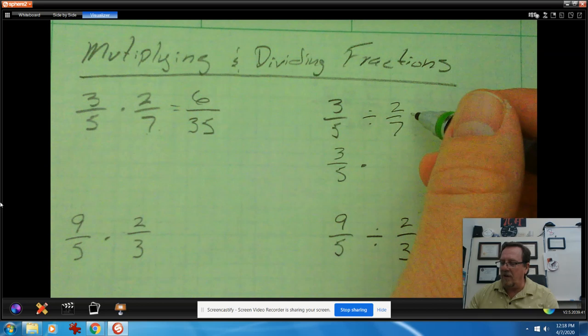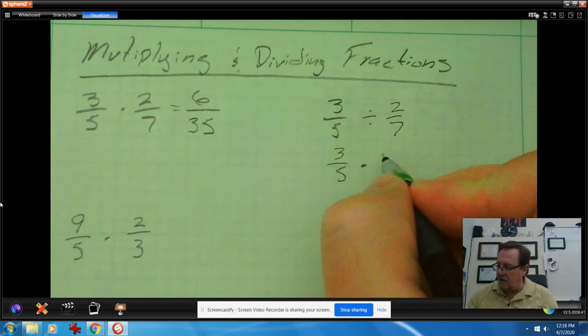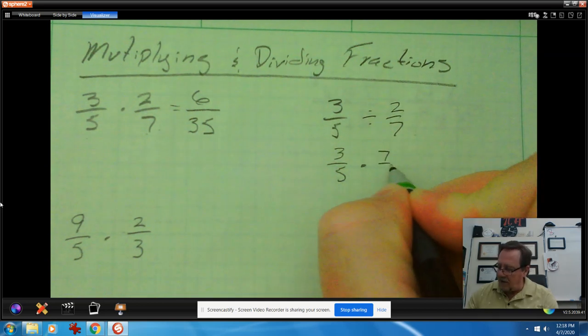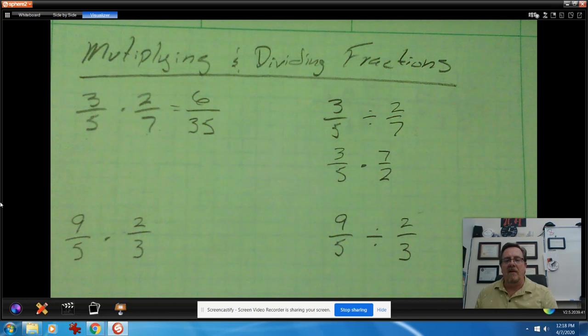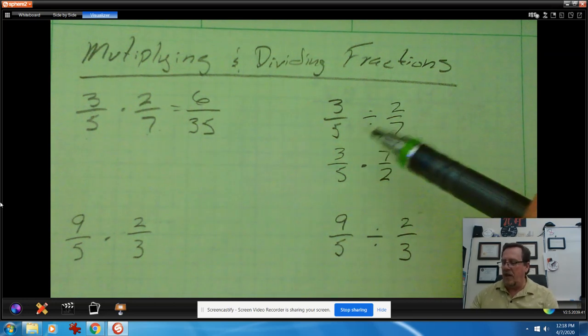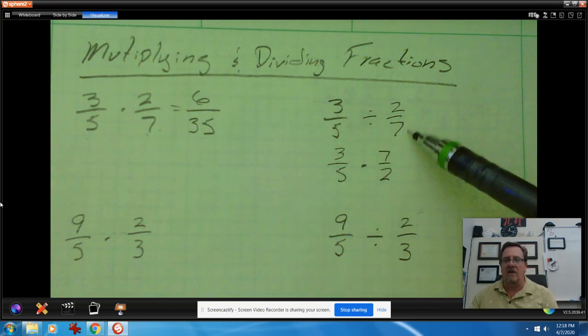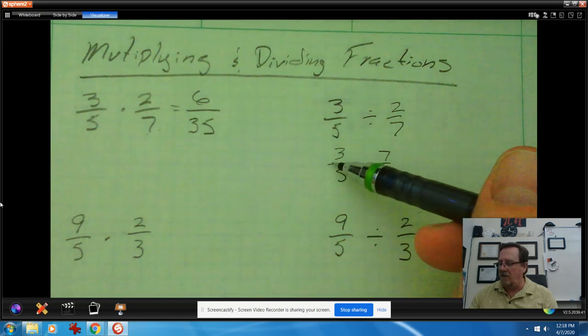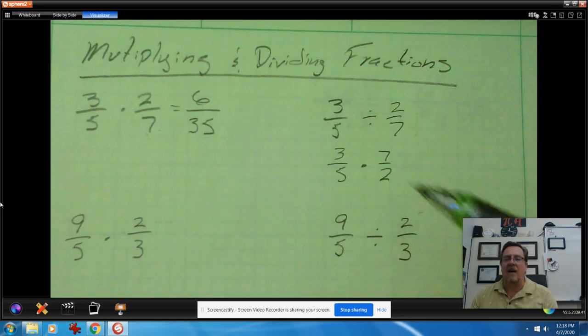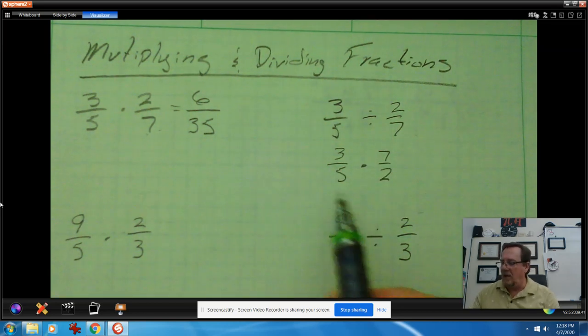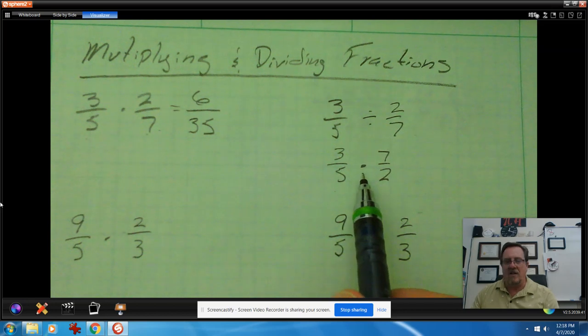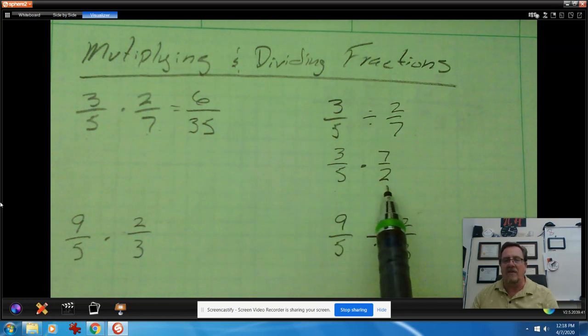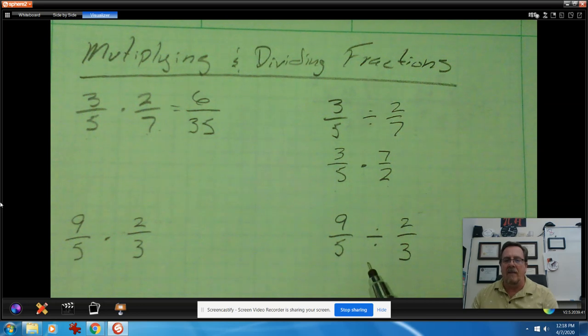And when we invert a fraction, we turn it upside down. So we're going to put the 7 on the top and the 2 on the bottom. So the problem changes from 3/5 divided by 2/7 into 3/5 times 7/2. We're going to keep the first term, change it to multiplication, and flip the second term. That's your copy dot flip idea. Keep it, change it, flip it, however you want to look at it.